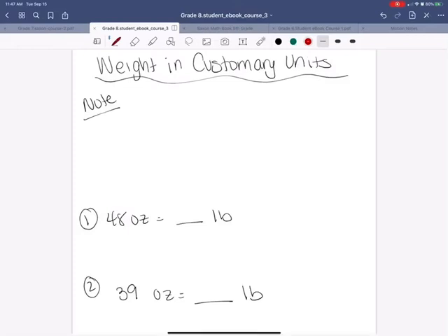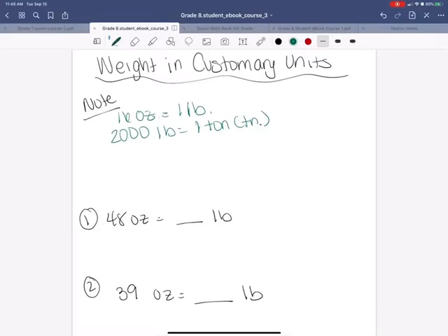Some few things that we should remember as far as to properly convert. One thing is that 16 ounces equals 1 pound. Next thing you need to know is that there's 2,000 pounds that equal 1 ton, and ton is abbreviated TN. All right, TN period.